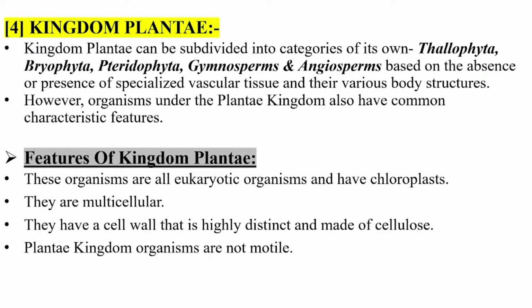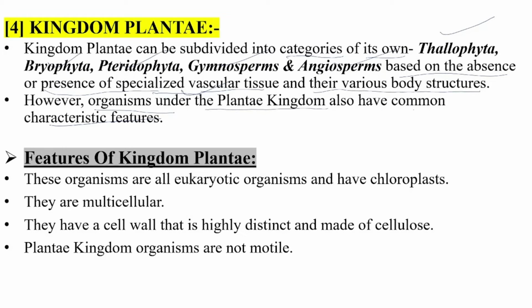Then comes kingdom Plantae, the fourth kingdom. This kingdom can be subdivided into categories of its own. Everyone must be familiar with the classification of the plant kingdom. First comes Thallophyta, then Bryophyta, Pteridophyta, Gymnosperms, and Angiosperms, based on the absence or presence of specialized vascular tissue and their various body structures. Specialized vascular tissue is xylem and phloem.